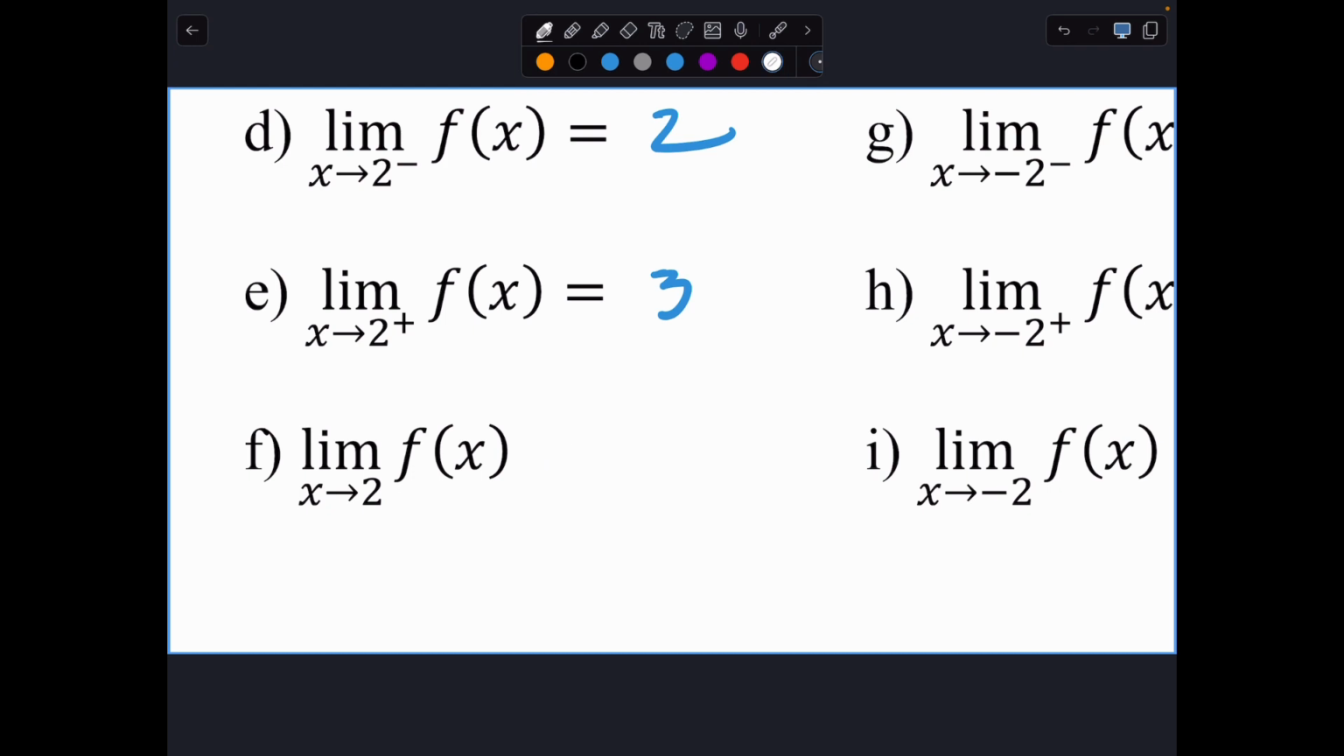It would be wrong. I'm going to erase the equal sign here, and I should just be writing DNE, which means does not exist.